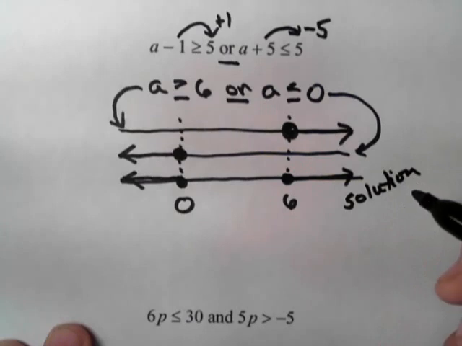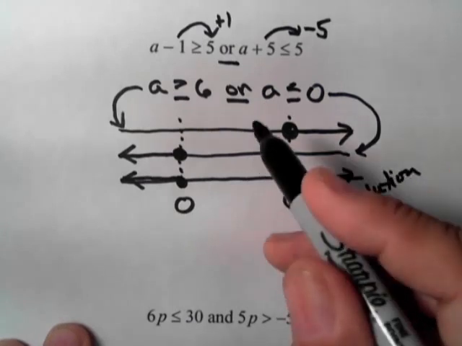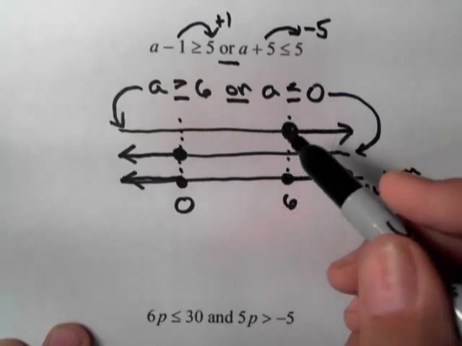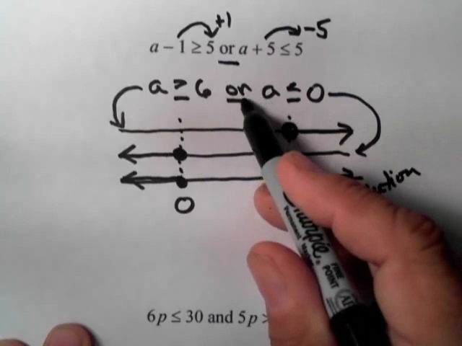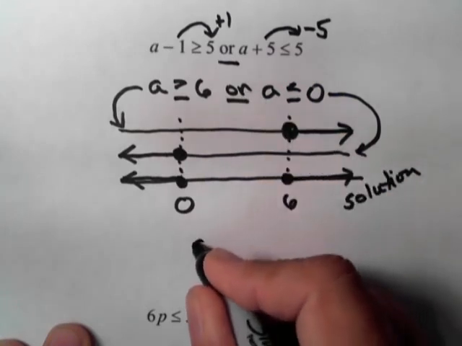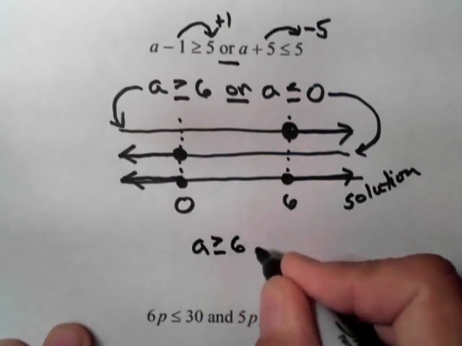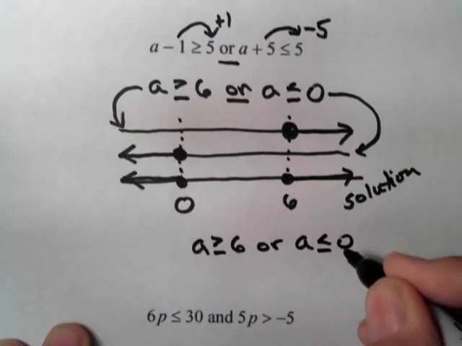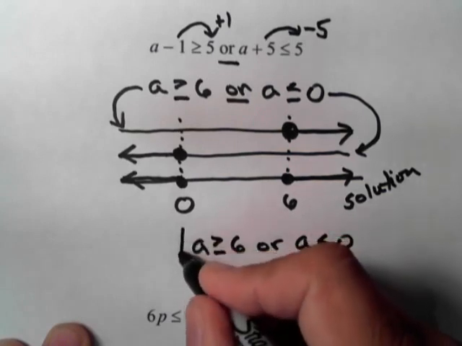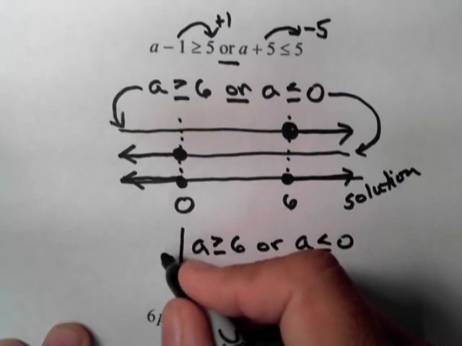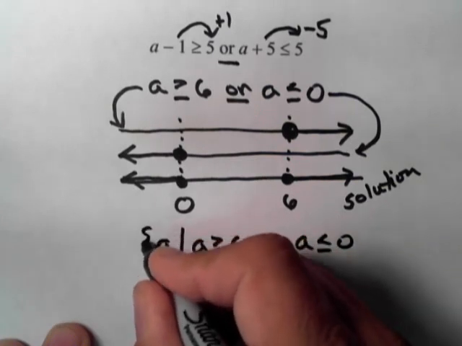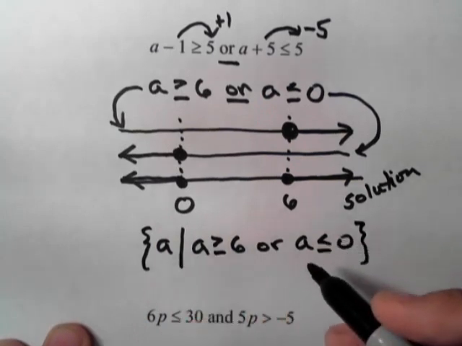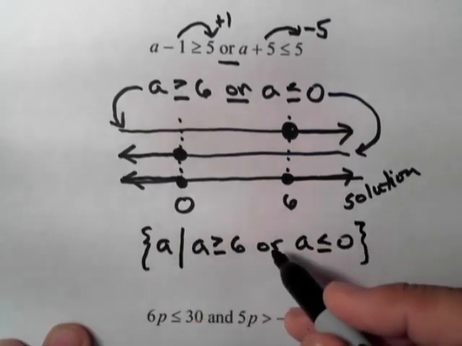Now we can also indicate this in set builder notation, and that's particularly easy because you just go back up and get the inequalities that you have up here. A greater than or equal to 6 or A less than or equal to 0. And remember, you put the such that line in front. The variable here is A, and you put the curly brackets around it, which means this is the set of answers. And so what we've done here is we've given the rule.